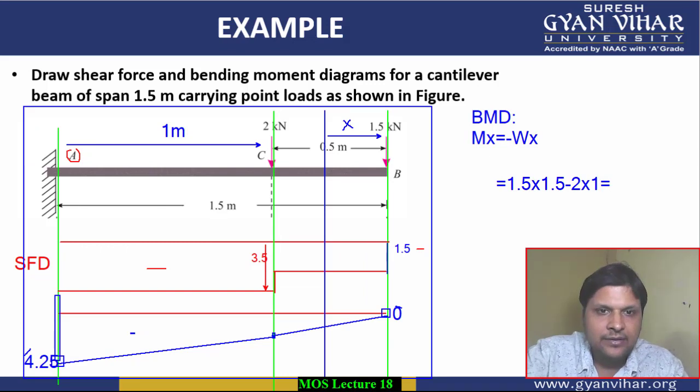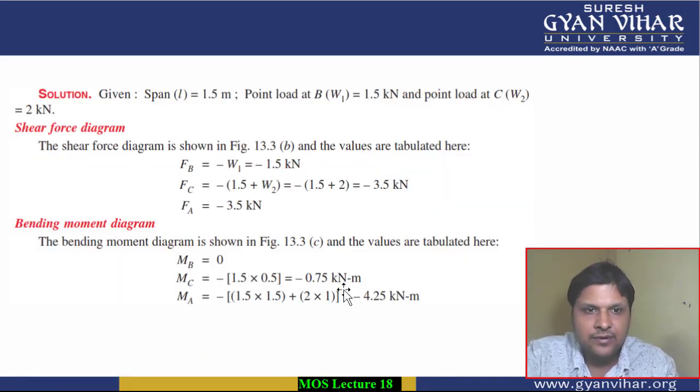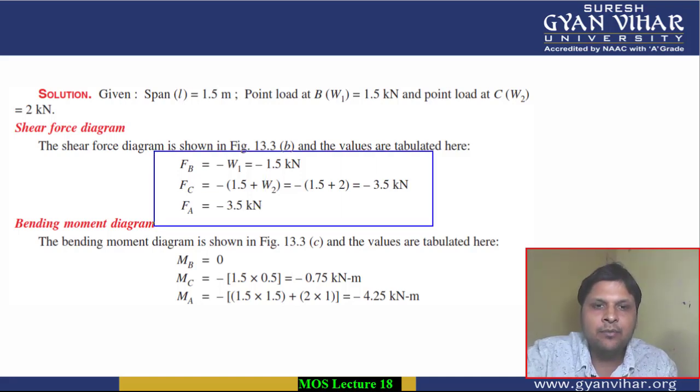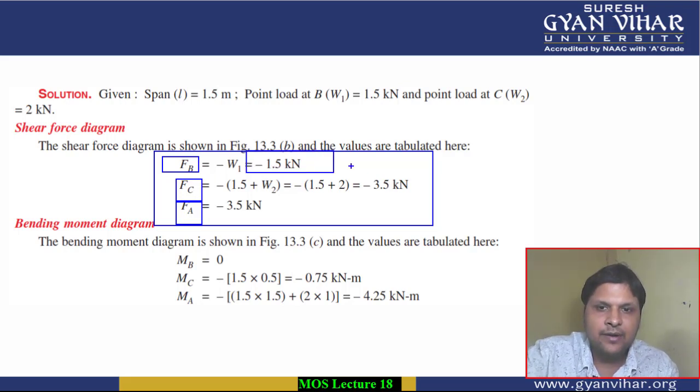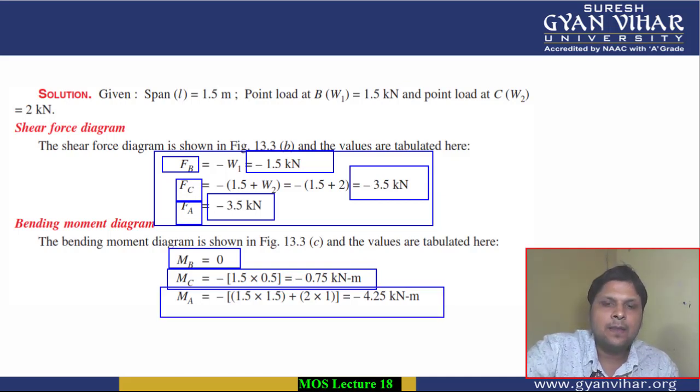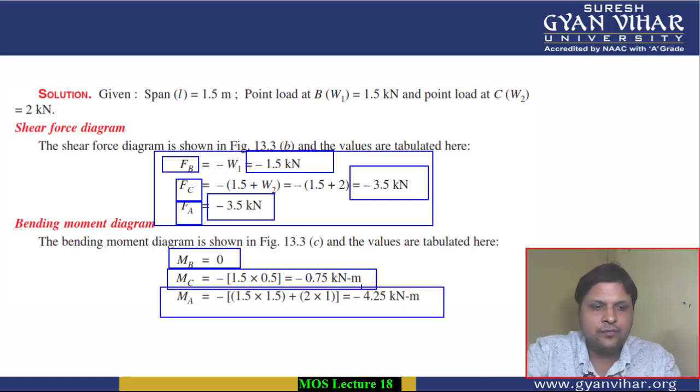Actual diagram, this I have made by myself. Actual values you can first of all see in the solution. We have calculated the shear force value at points B, C and A in the same manner as I have told you: minus 1.5, minus 3.5, and again there is no change till A, so at A it is minus 3.5. Then bending moment at B is 0, bending moment at C is equal to force 1.5 into its distance from B, 0.5, and bending moment at A is, in the same manner, minus 4.25.